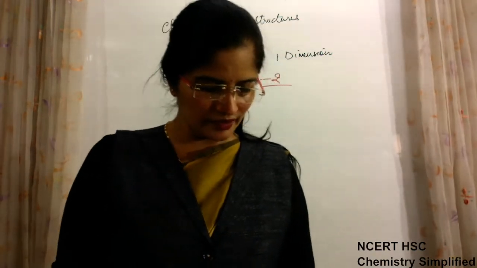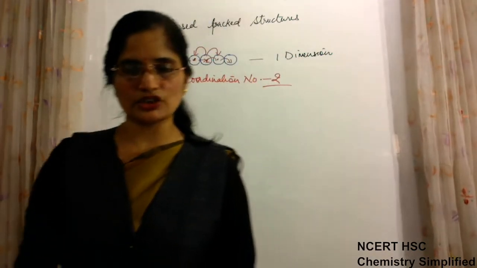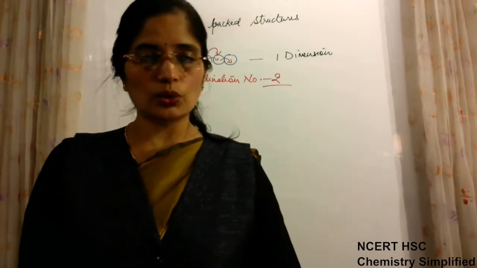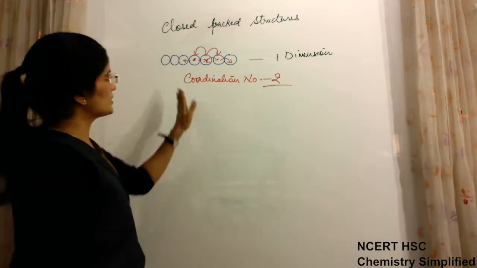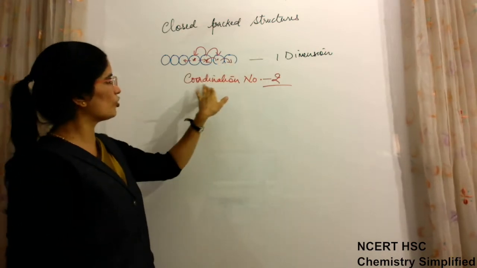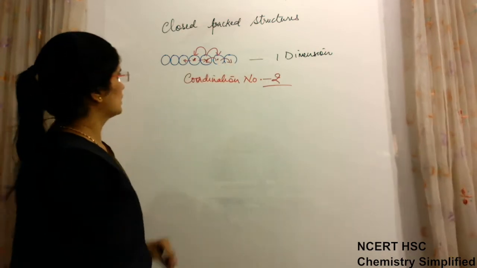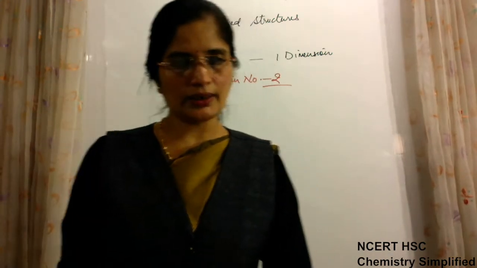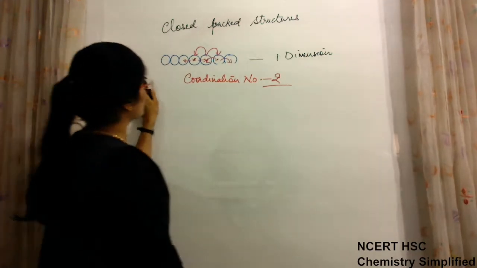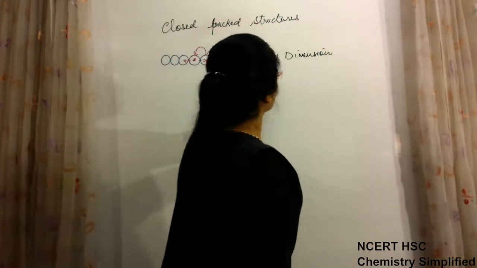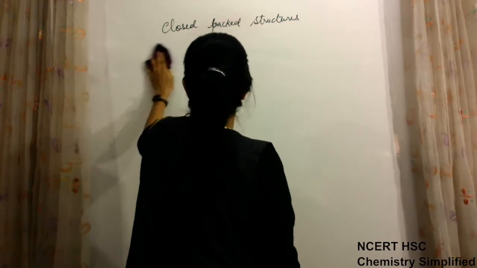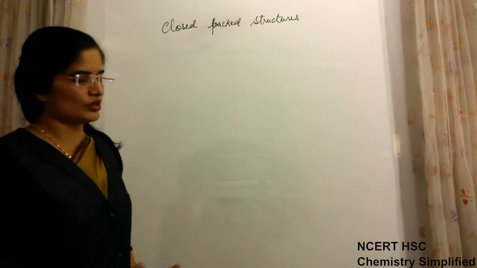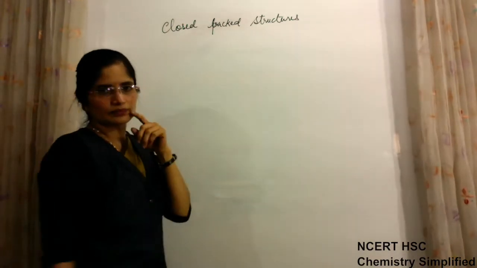So every time we do the close packed structures in one dimension, two dimension, three dimension, we will talk about coordination number also. It is easy to understand from this structure what coordination number actually is: the number of particles in contact with a particle. Now there is only one way to arrange the particles in one dimension, placing them side by side.